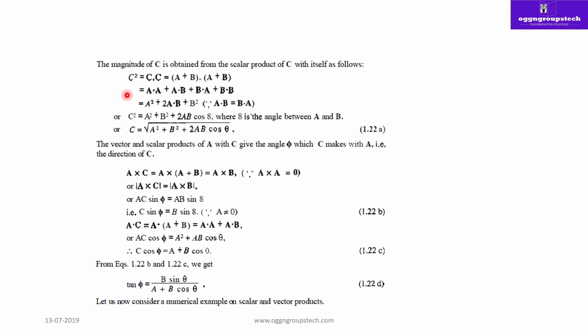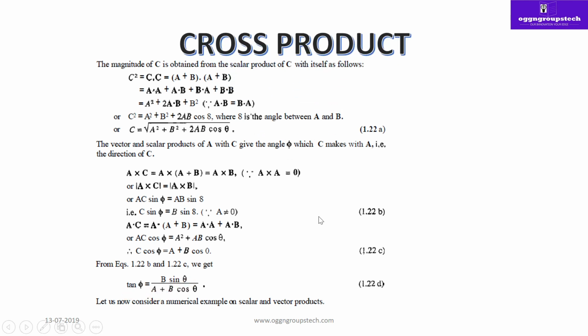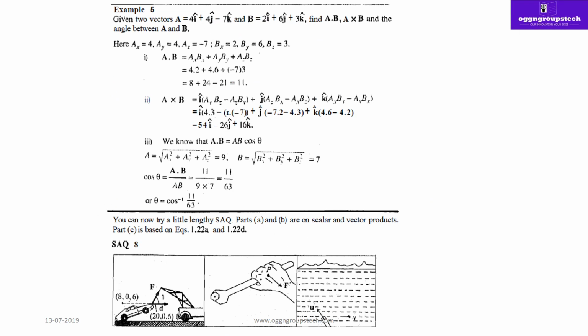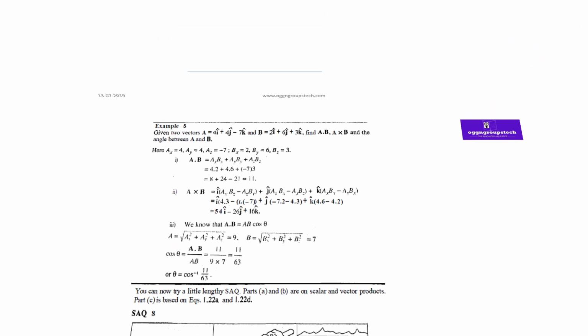Then when I have the vector C, and I take the square, C is equal to the square root of A square plus B square plus 2AB cos theta. And if I want to represent it in direction form, tan phi is equal to B sin theta upon A plus B cos theta. Then we had this one example.